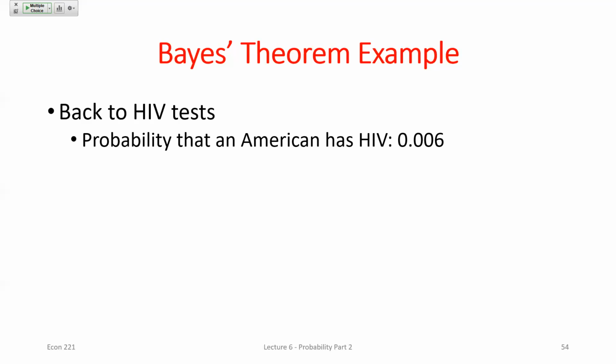Either I have the disease or I don't. So if the probability I have the disease is 0.006, the probability I don't is 1 minus 0.006, or 0.994. So writing it out this way, if you're given the probability of one state of nature, because you know that the probabilities of both states of nature have to add up to 1, you're indirectly being given the other one as well.